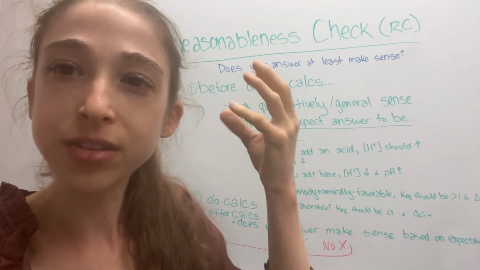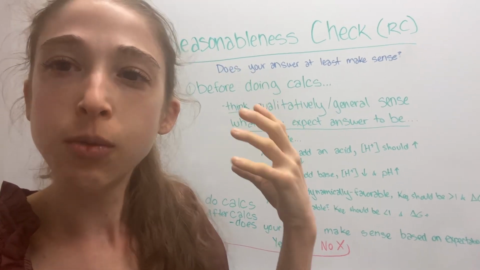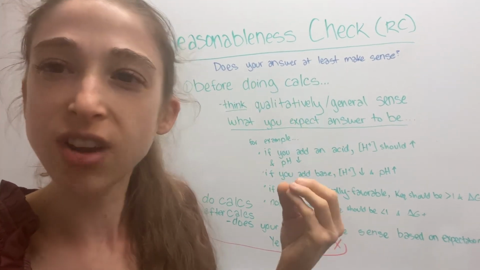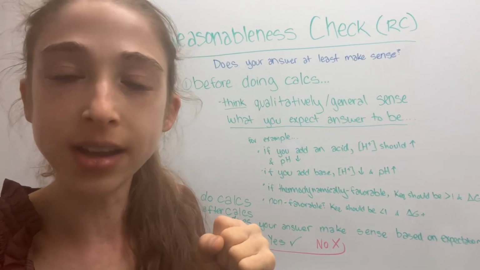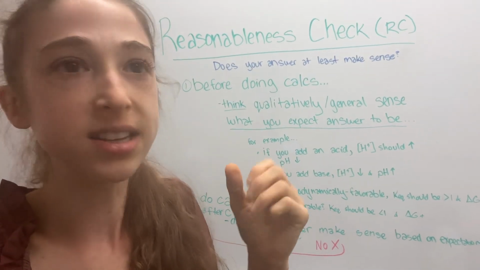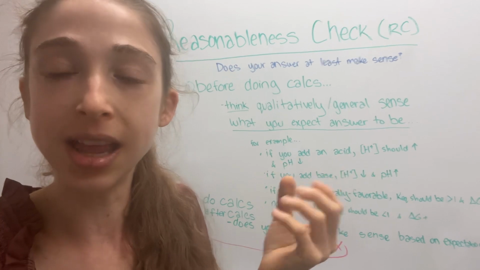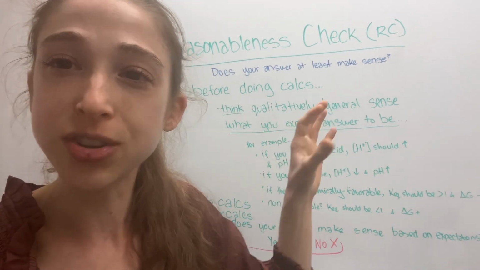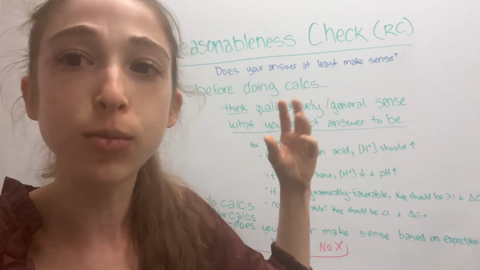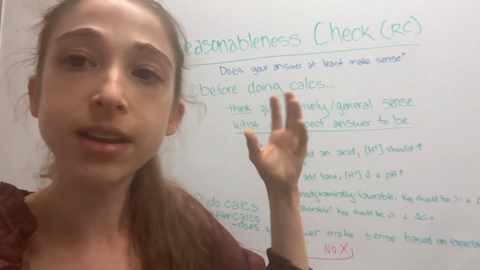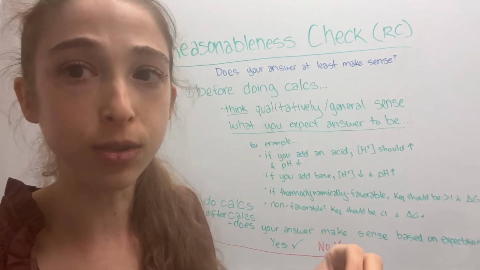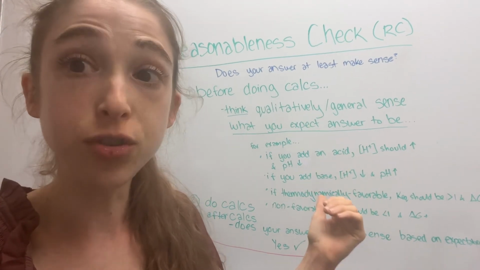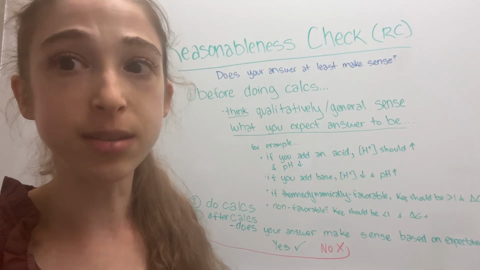So gather a sense of what these equations actually represent. They're not just formulas that you plug and chug. They represent what's actually happening at the molecular level. If you think about what these equations are telling you, what's going into them and what should come out of them, then come up with an expectation before you do the question. Then go ahead and do the question, and then do a reasonableness check.